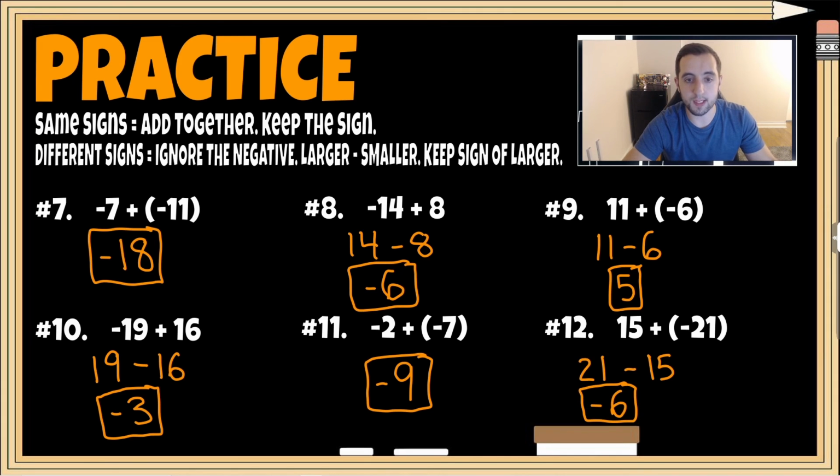So hopefully you went 6 for 6 in the practice session, and you can add integers just fine using these two simple methods.